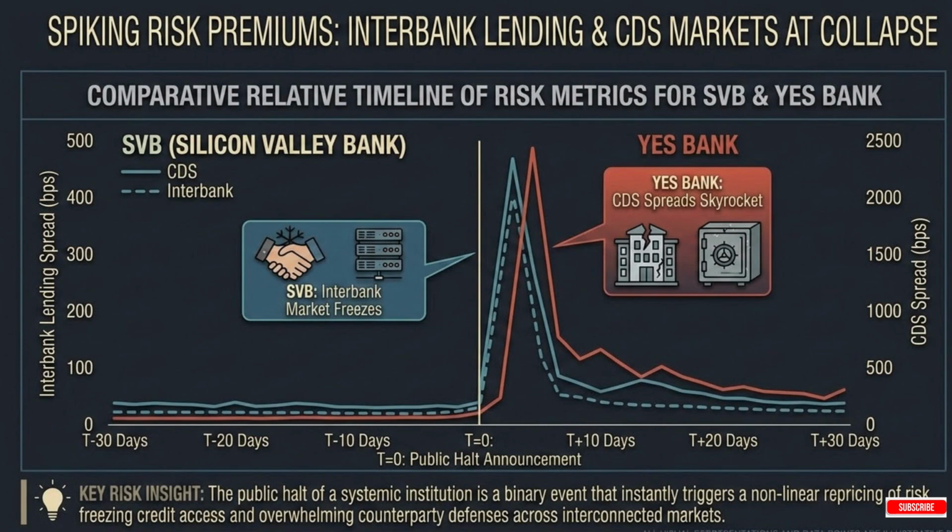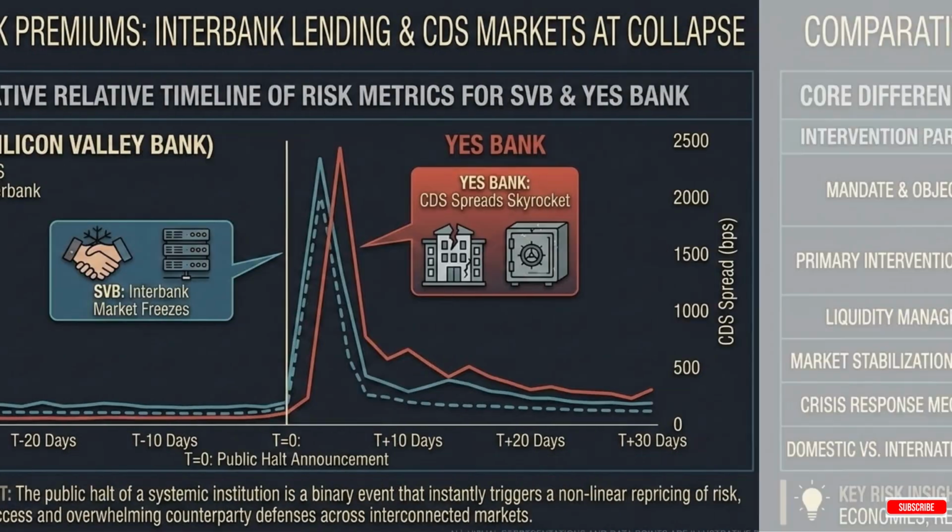The market reaction was swift. Following the public halts of both banks, there was an immediate and sudden spike in risk premiums. This was reflected in the widening of interbank lending spreads and credit default swaps.